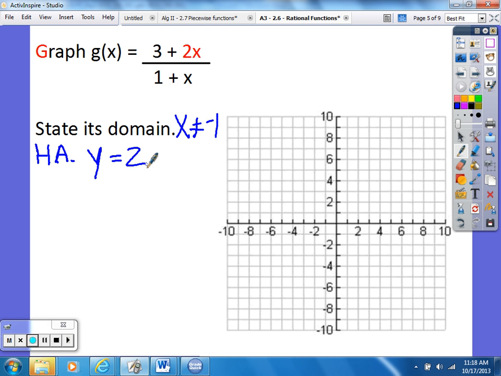That make sense? Technically you should always put it in standard form, which makes it easy. Okay, what's the second thing I find?